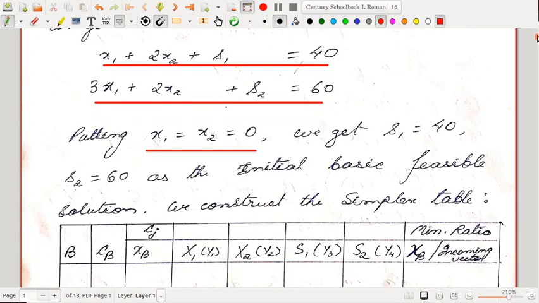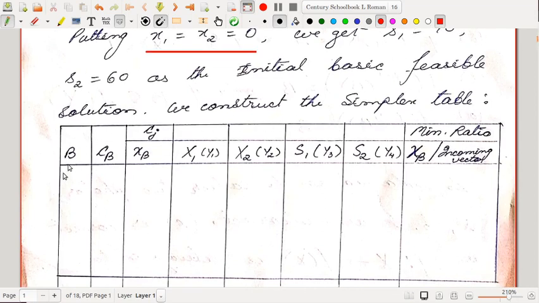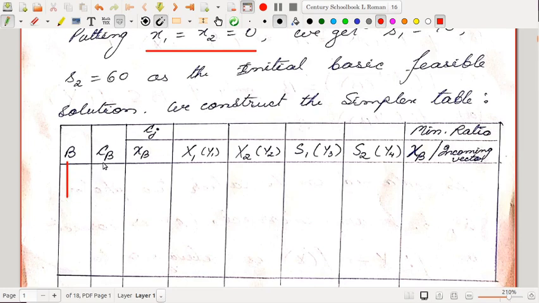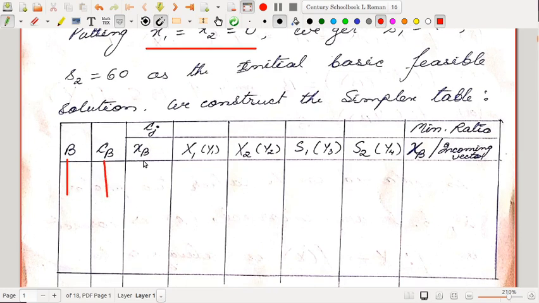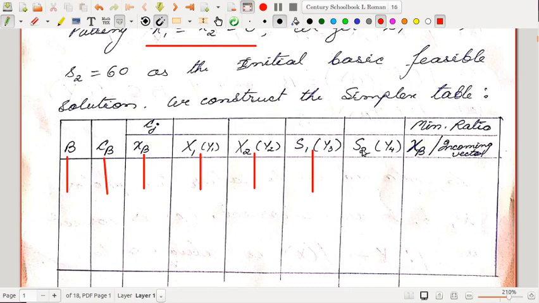Okay, so we construct the following simplex table. So if you remember, this was the basic structure of a simplex table. The columns are B, the column for basis, then the column corresponding to cost of the basic variables. Then xb is the column corresponding to the values of the basic variables. X1 is the column corresponding to the first variable x1. X2 is the column corresponding to the second variable x2. S1 is the column corresponding to the slack variable s1, and s2 is the column corresponding to the slack variable s2.